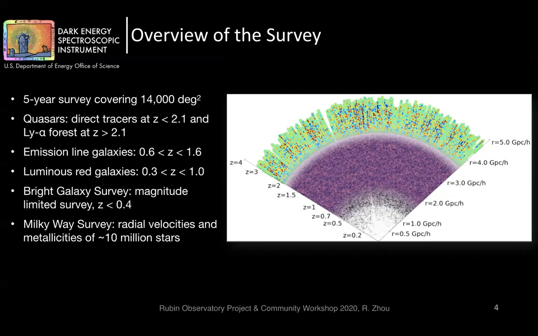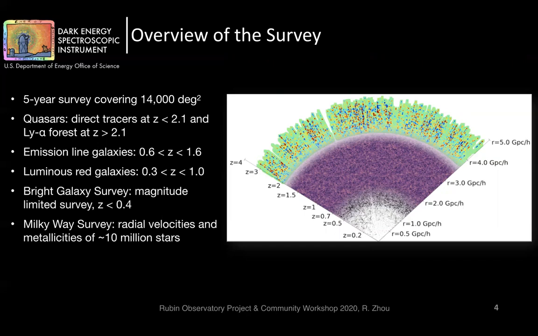Between redshift 0.6 and 1.6 are the emission line galaxies, which are star-forming galaxies with strong [OII] emission that allows for secure redshift measurements. At redshift 0.3 to 1 are the luminous red galaxies. These are massive galaxies that have long-lived star formation and are similar to the LRG samples in SDSS. At the lowest redshift is the bright galaxy survey. It is a magnitude-limited survey similar to the Sloan main galaxy sample, but it's much fainter.